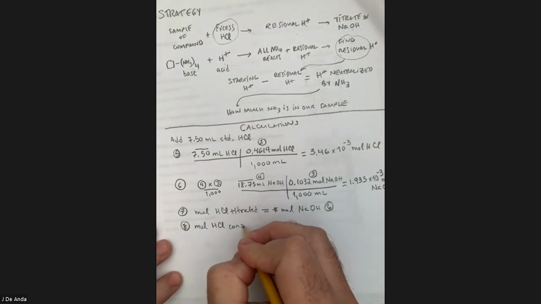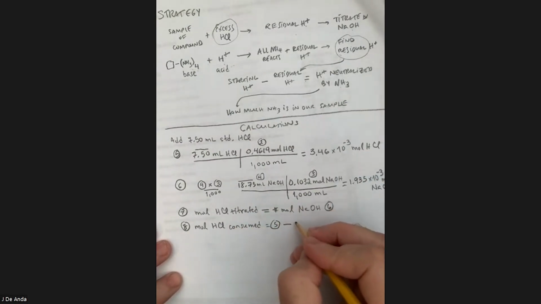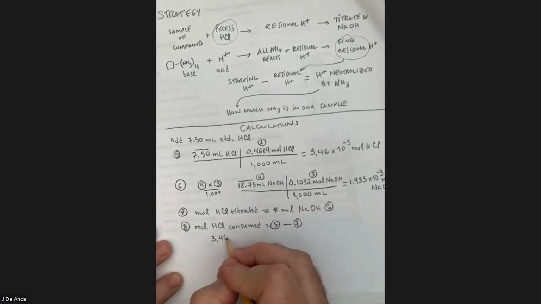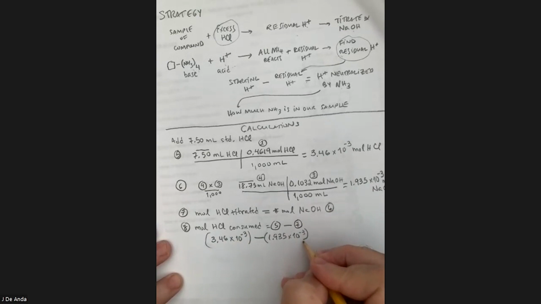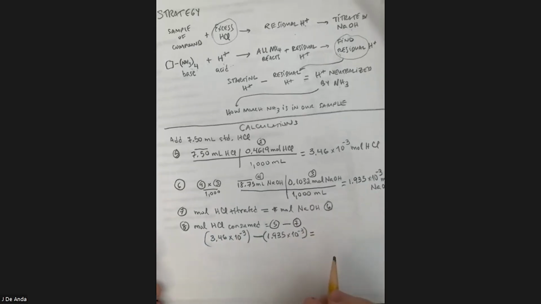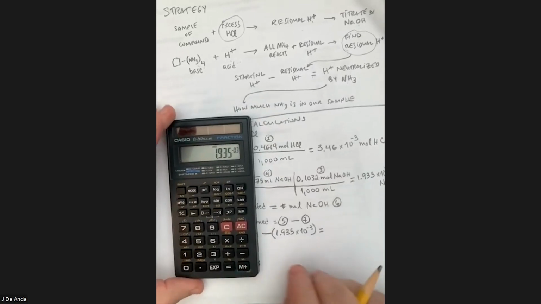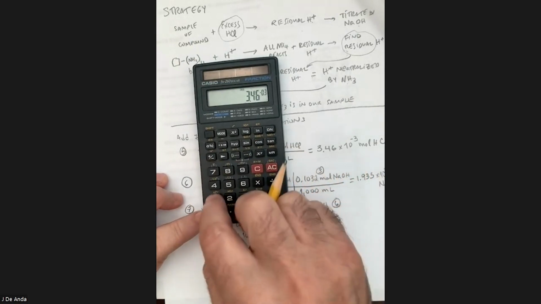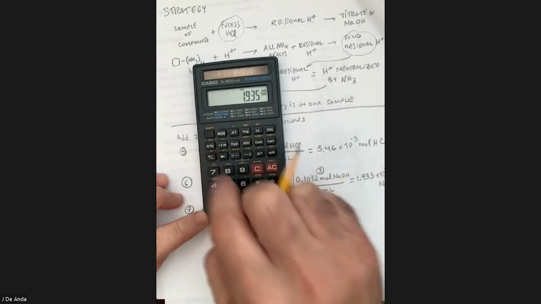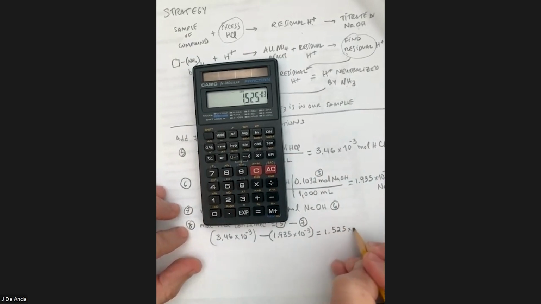Moles of HCl consumed. So this will be what we started with, item number 5, minus the number of moles titrated here, item number 7. So that will be 3.46 times 10 to the minus 3 minus 1.935 times 10 to the minus 3. If you want to switch it over to decimals, that's fine. I'm just going to rewrite it again, just to do it the same way you would do it. So 3.46 times 10 to the minus 3 minus 1.935 times 10 to the minus 3. So that's 1.525 times 10 to the minus 3.